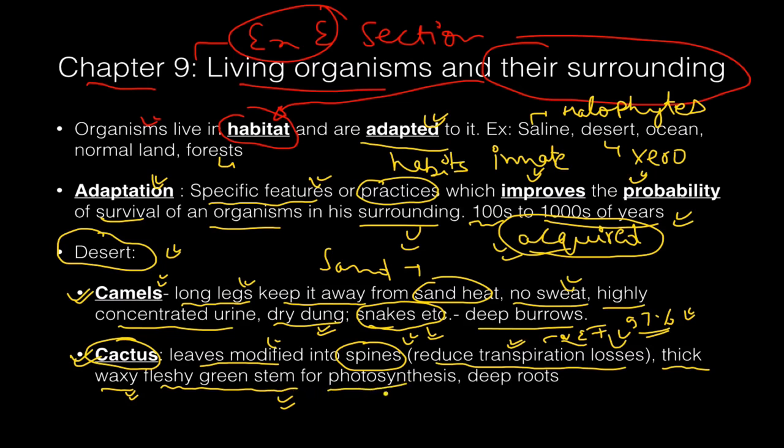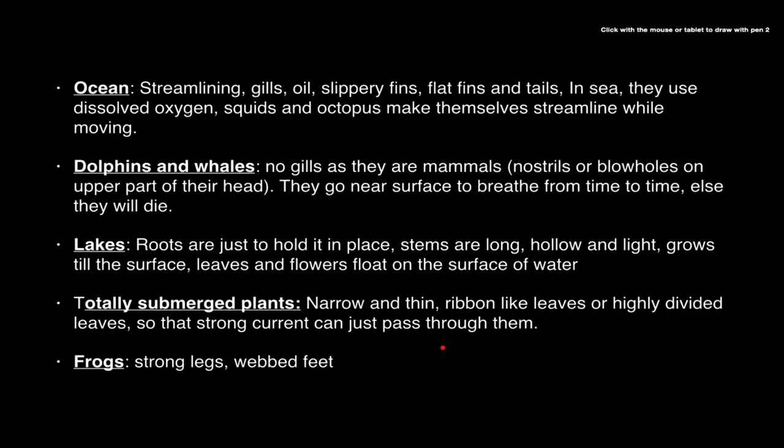So photosynthesis will occur in the cactus, and it has deep penetrating roots, meters and meters deep into the ground, so it can go very deep in search of water. Now in the ocean, as I have told you already, streamlining is a very common feature. Organisms are very streamlined so that they have zero resistance or very little resistance.